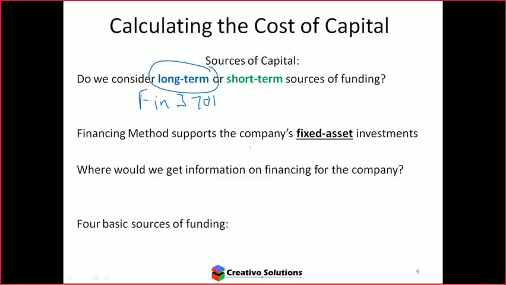So are we going to expand? Are we going to buy a new machine for the business? Is that new machine going to generate more or less value for the company? We're looking at financing new assets, expansion or replacement. Assets give us capacity, and that's considered long-term. So you're also right for saying that this module is focusing on long-term, because the other module focuses on the short-term. So the financing method supports the company's fixed assets. See, there's the answer.